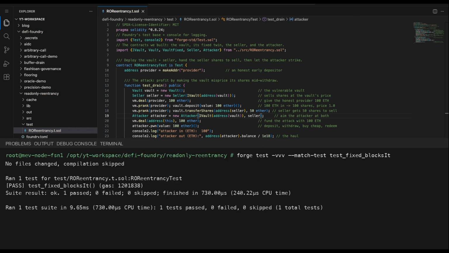Same attack, now against the guarded vault. The test expects it to fail, and it does. The moment the seller asks for a price mid-withdraw, the guard trips, the read reverts, and the whole attack rolls back. The seller keeps its shares, nobody is robbed. This test passing means the attack was blocked. One line, and a whole class of drains is closed.